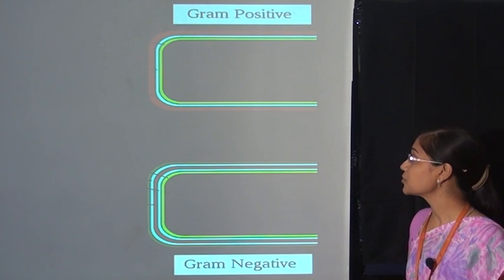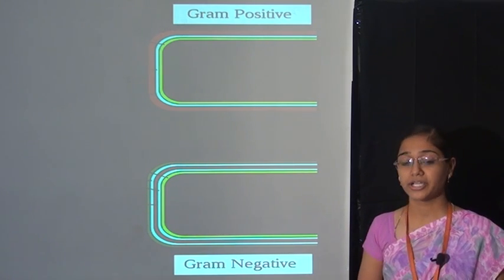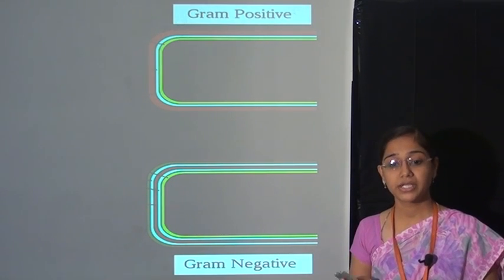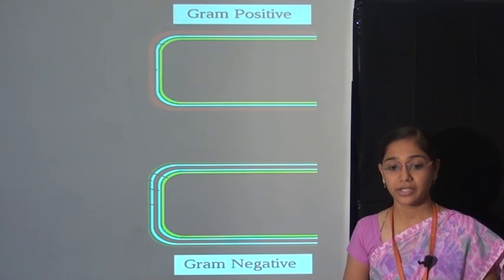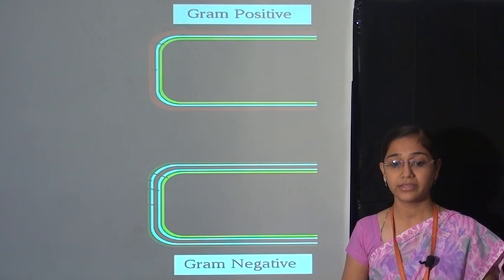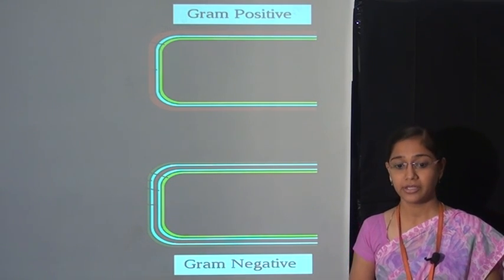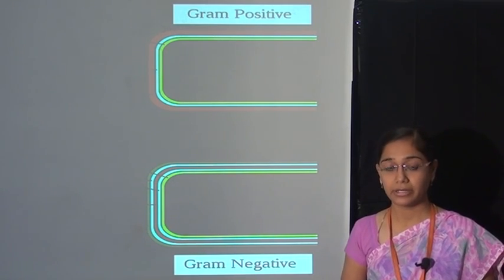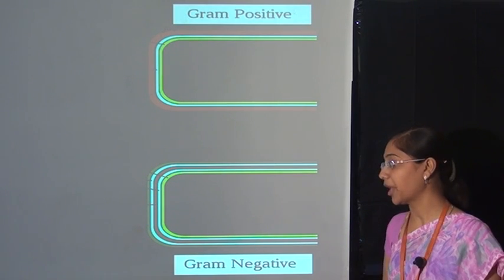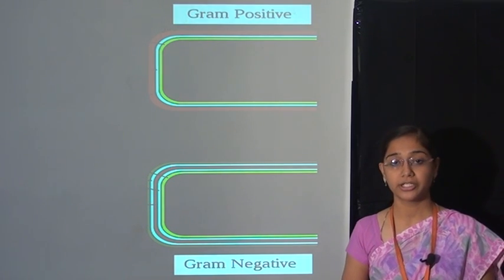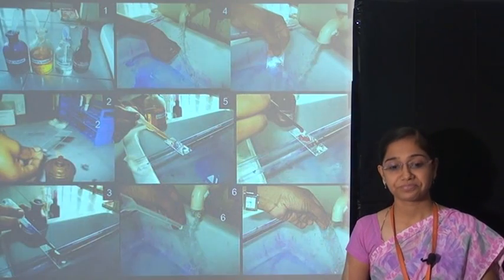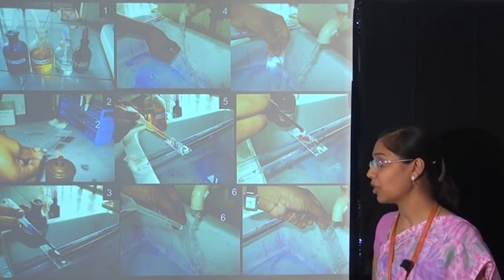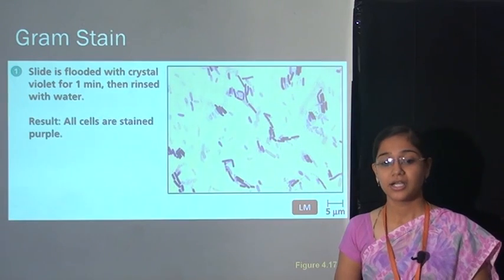This is the structure of the Gram positive and Gram negative bacteria. In the previous slide I said that the Gram positive bacteria contain a high peptidoglycan layer and low lipid content, and the Gram negative bacteria contain a low peptidoglycan layer and a high amount of lipid. These are the steps of the Gram staining method.